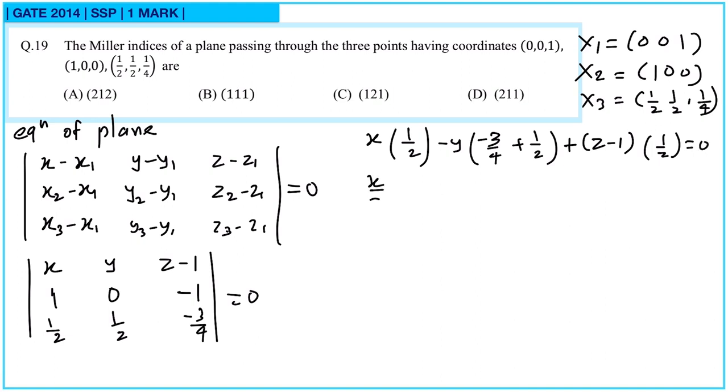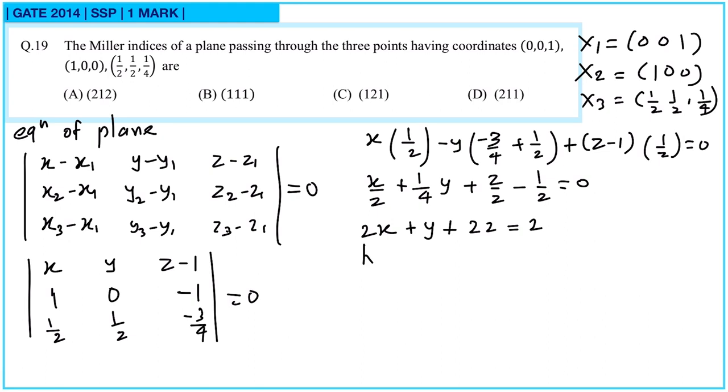So this will be x by 2 minus, this will be 1 by 4, so minus minus plus, 1 by 4 into y, plus z by 2 minus 1 by 2 is equal to 0. Now make the denominator 1. So this will be 2x plus y plus 2z is equal to 2.